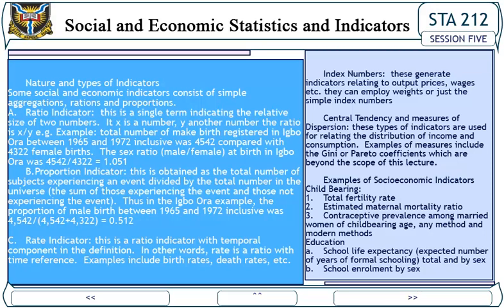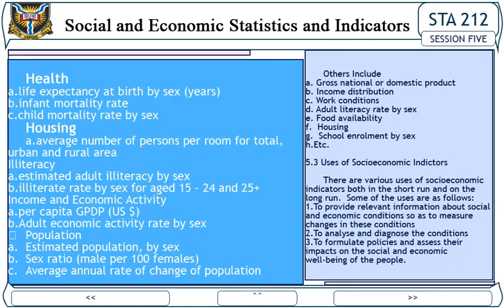Examples of socio-economic indicators: Childbearing. 1. Total fertility rate. 2. Estimated maternal mortality ratio. 3. Contraceptive prevalence among married women of childbearing age, any method and modern methods. Education. A. School life expectancy, expected number of years of formal schooling, total and by sex. B. School enrollment by sex. Health. A. Life expectancy at birth by sex, years. B. Infant mortality rate. C. Child mortality rate by sex.